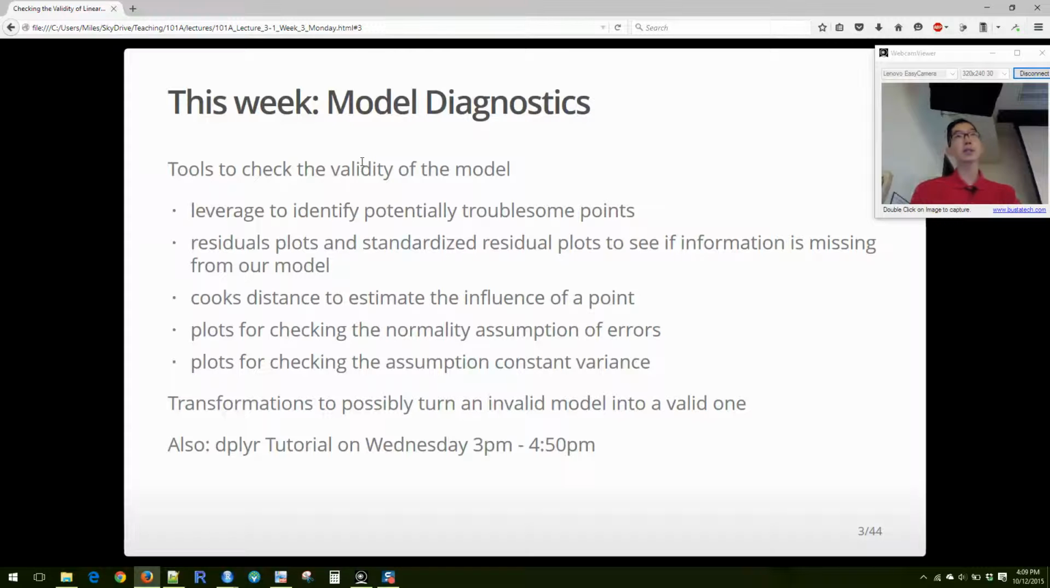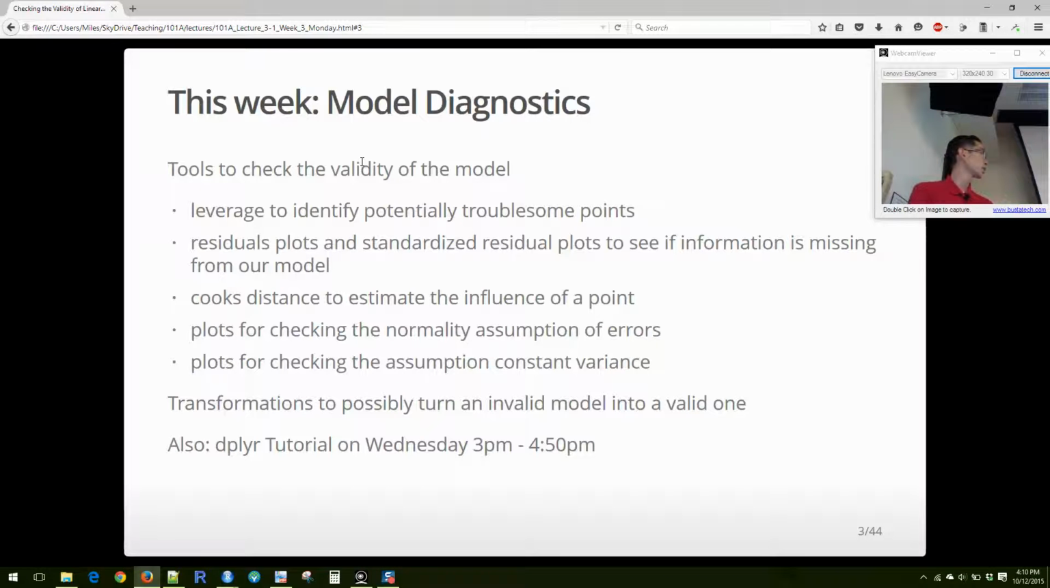So this week, we're going to spend the time going over model diagnostics. These are tools that we can use to check to make sure that our model is valid. There's a bunch of assumptions that need to be true to make sure our model is valid. And so we have some tools. We've got leverage that helps us identify potentially troublesome points. We've got residual plots and standardized residual plots to see if there is information missing from our model. We have Cook's distance, that should actually be capitalized because it's a person's name. Cook's distance to estimate the influence of an individual point on the fitted regression line.